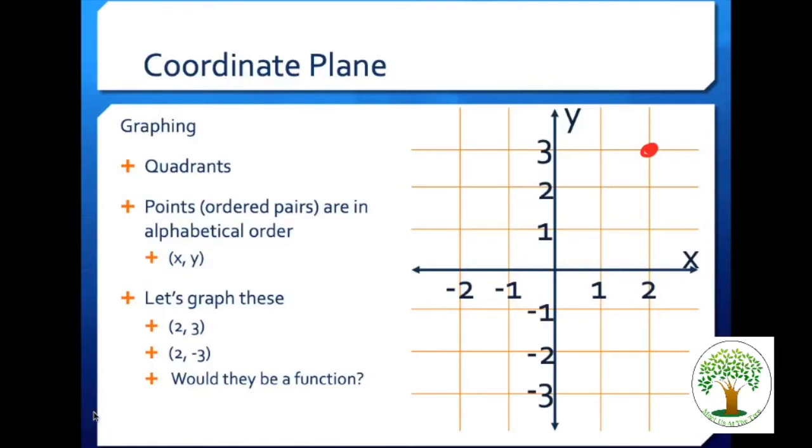2 comma negative 3. What quadrant will that one be in? The fourth quadrant. I agree. 2 comma negative 3 is going to be down here. Look at this over here. The 2 comma 3 and the 2 comma negative 3. Is this a function, yes or no? Because 2 has 2 different outputs, correct? I want you to look at this.